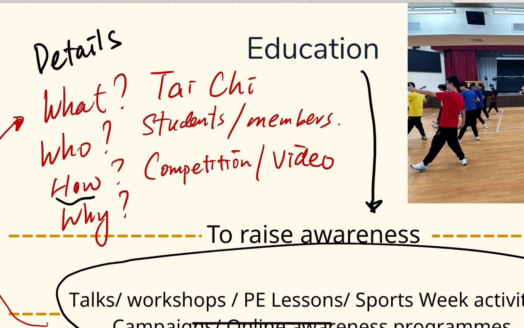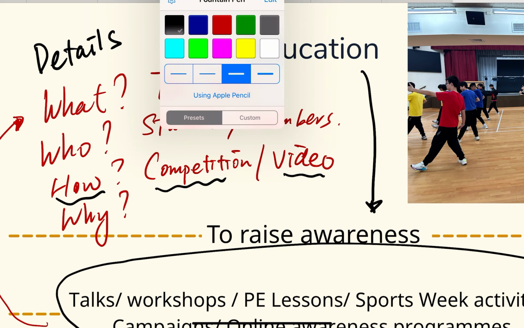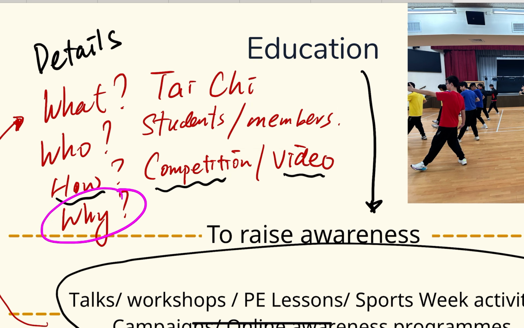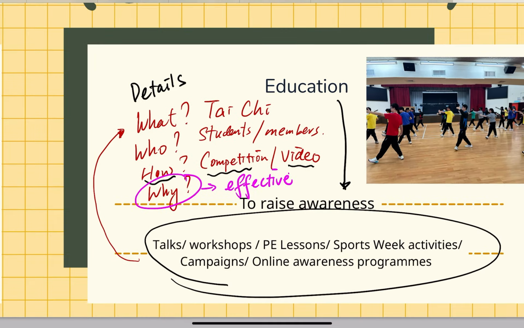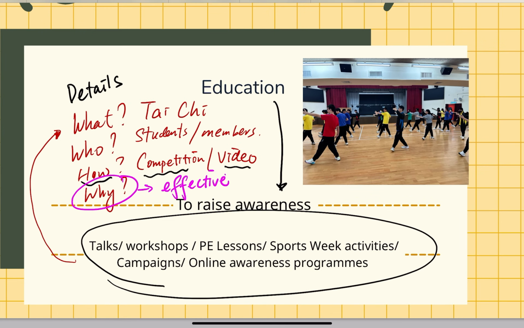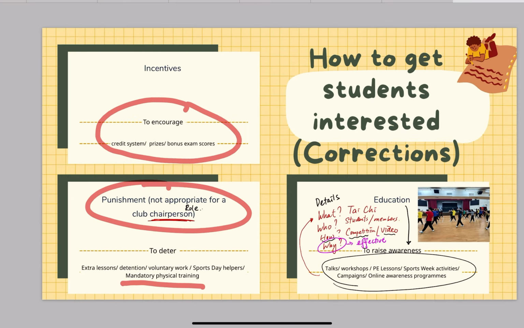And as for how, we can think about how we organize the activity. Is it in the form of a competition? Or do we make videos or photos and then post them on social media? And you have to explain at the end why this is useful, why this is effective to raise awareness. This helps you write more details and write longer paragraphs.